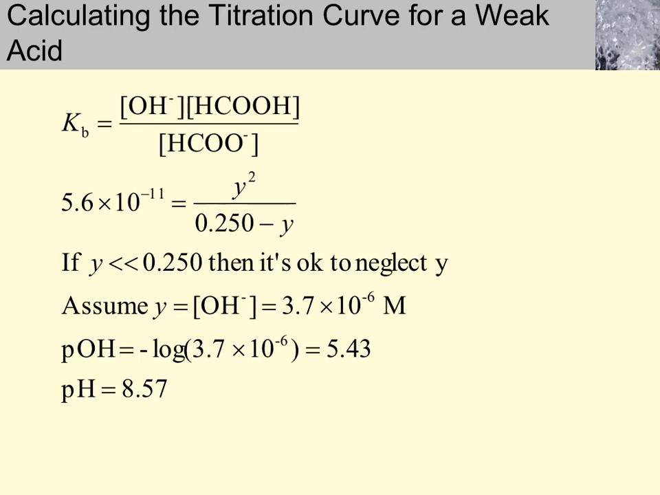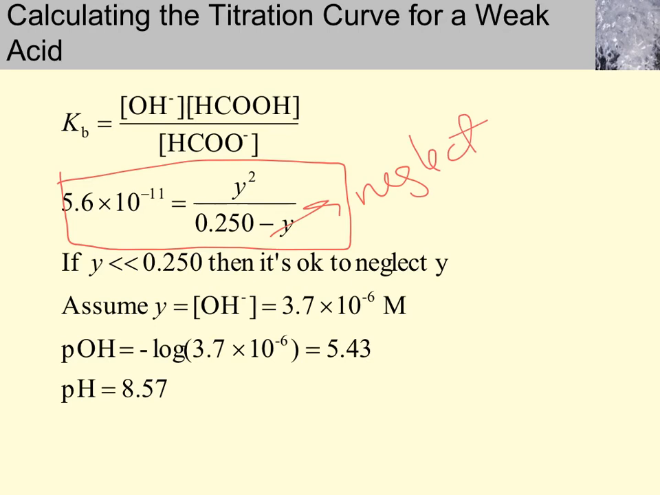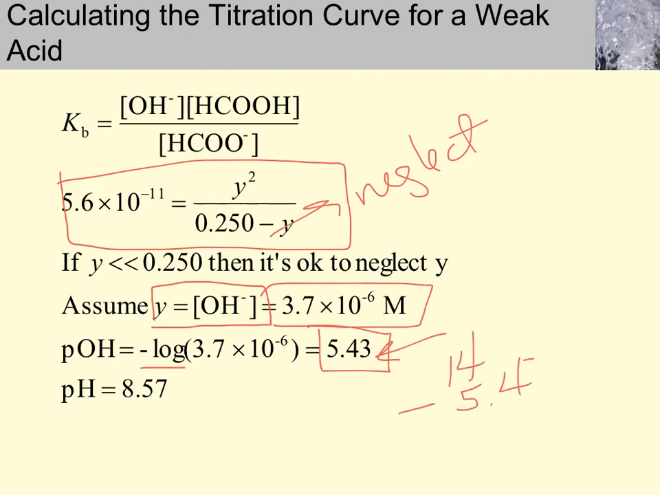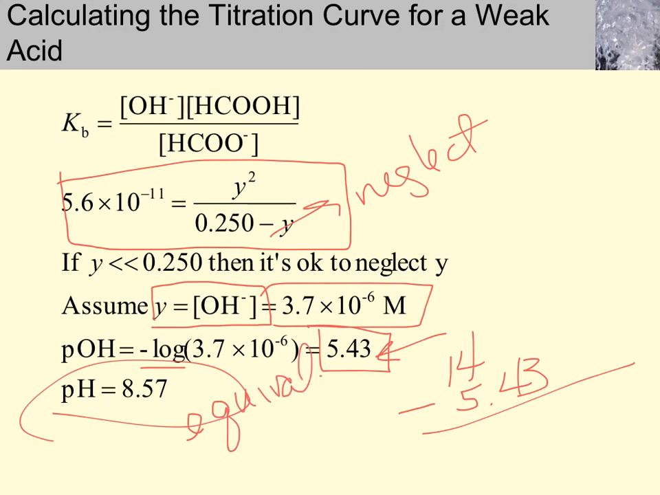Plugging those values in, and solving for y, which equals the hydroxide concentration, we get 3.7 times 10 to the minus 6 molar. Taking the minus log of that, we get that the pOH is 5.3. Don't forget to switch it to pH, which should be 14 minus 5.543. pH is 8.57 at the equivalence point. That's what you would expect at the equivalence point for a weak acid. It is above 7.